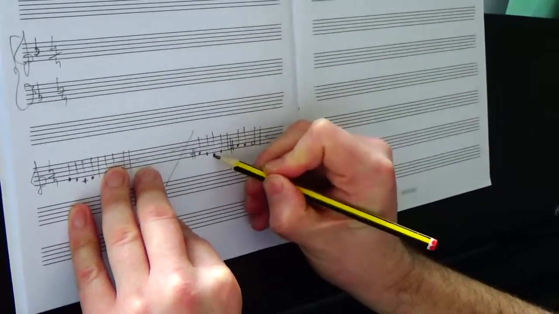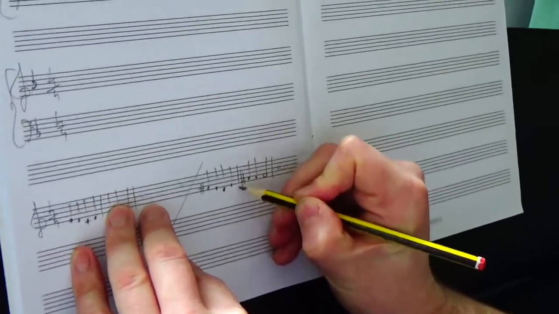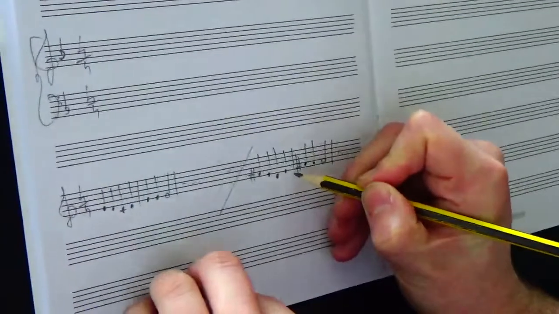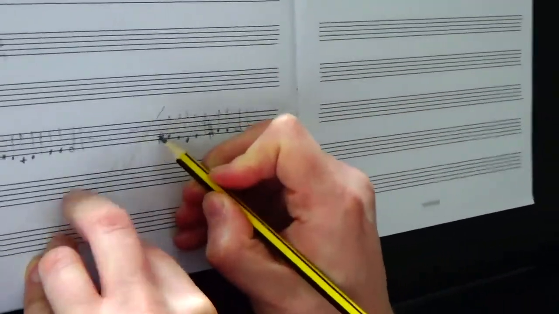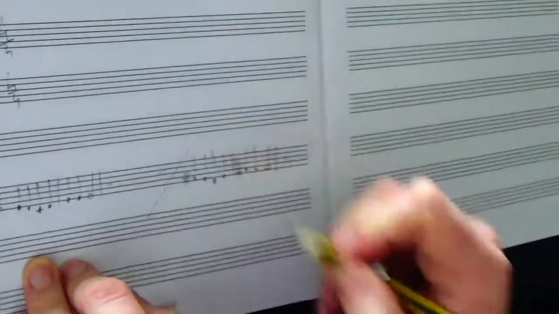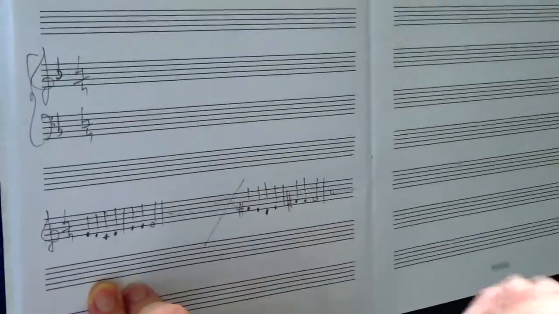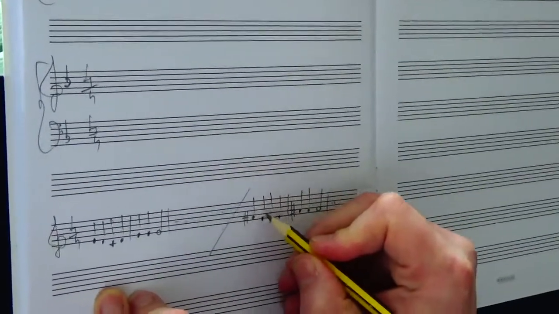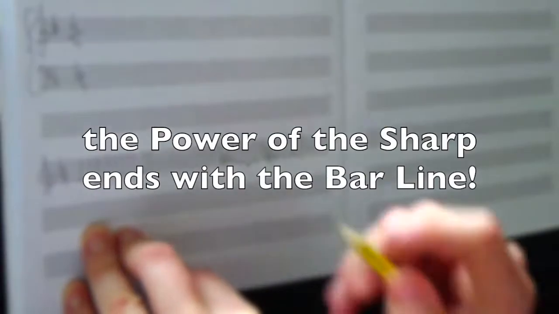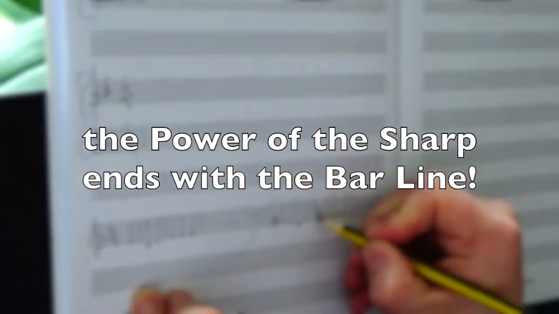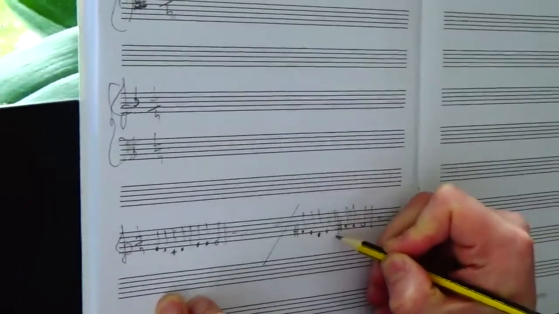Now I move to E, D, E, then I close the bar line because we're in 4/4, but I need again the F sharp. The simple fact that I placed it here is not enough to let me skip the sharp sign, because the power of the sharp, pay attention, when it's placed in the song, during the composition, during the piece, ends exactly with the bar line.